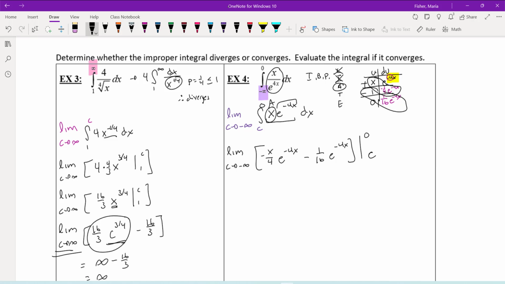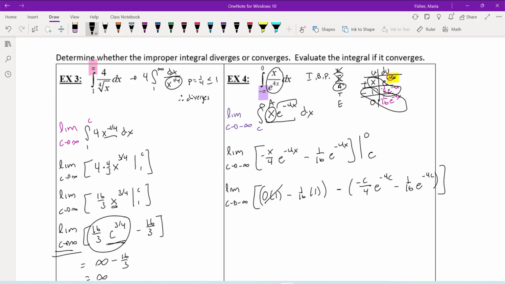If I plug in those limits of integration, the limit as c goes to negative infinity of negative 0 is just 0, and 0 divided by 4 is just going to be 0, and then e to the 0 is 1, and then minus 1/16, and again e to the 0 there is just going to be 1, and then minus, this is negative c over 4, e to the negative 4c, and then minus 1/16 e to the negative 4c.